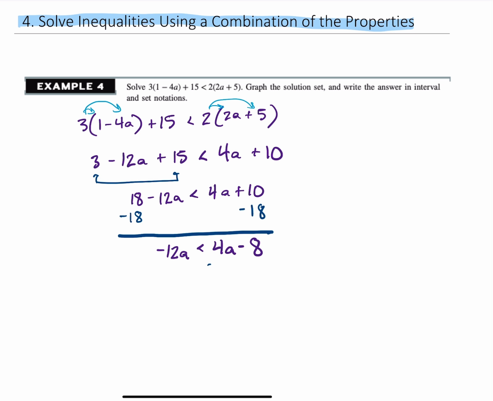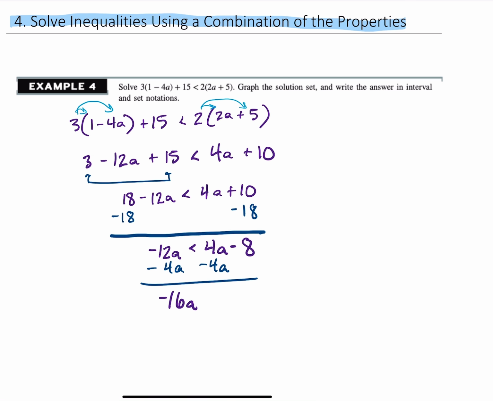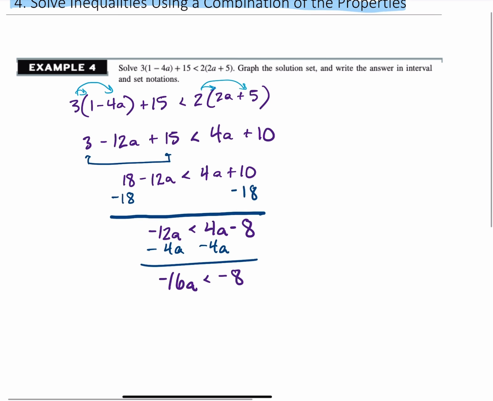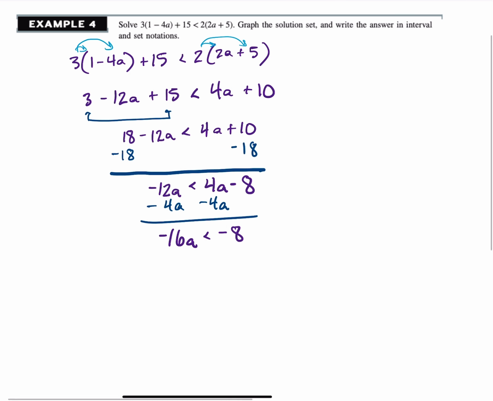Now I will subtract 4a over to the left side. Get all my a's together. Negative 12a minus 4a will be negative 16a, subtracting from a negative. And then this will be less than negative 8. Now here, notice we're going to need to divide both sides by negative 16. So we're dividing by a negative. So we need to flip the inequality.